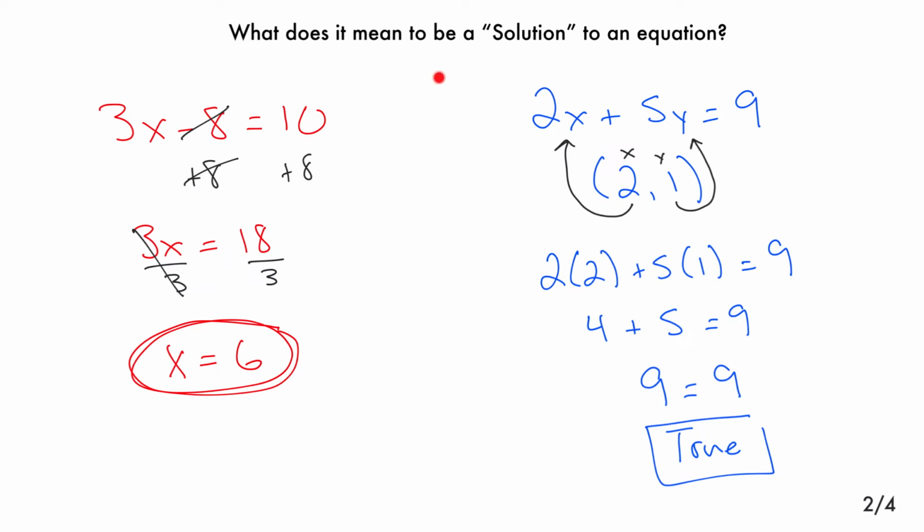The main difference between these two is problems with a single variable will have a single solution. Equations that have multiple variables will technically have an infinite number of solutions. We just found one of them because a line is made up of an infinite number of coordinates. So that's what it means to be a solution to an equation.